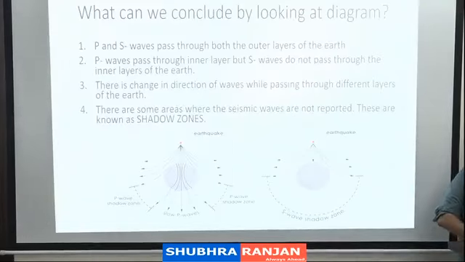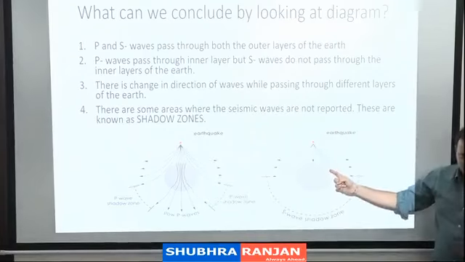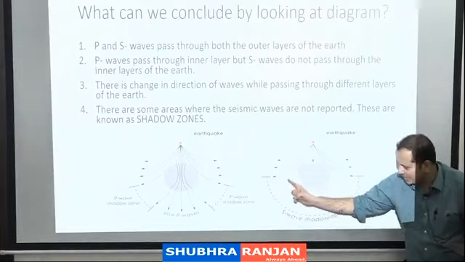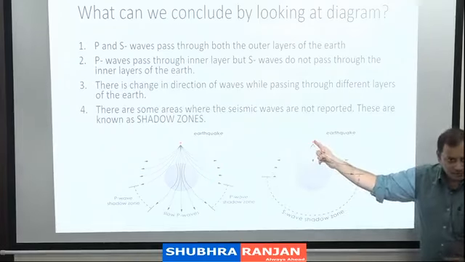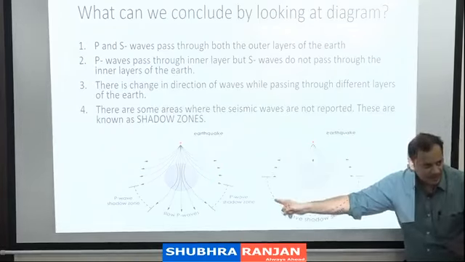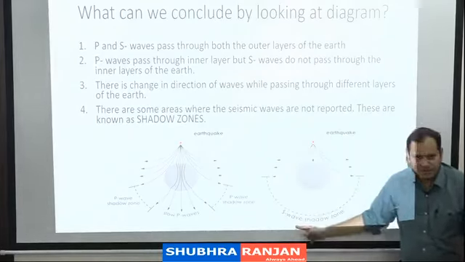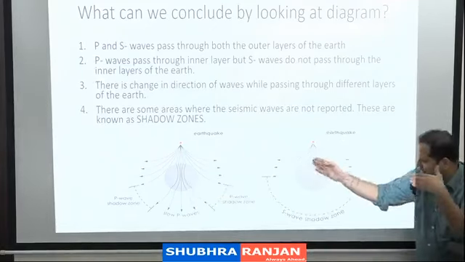So what can we conclude by looking at this diagram? This is which wave? P wave, and this is an S wave. So S wave is not passing through this liquid outer core, and इसीलिए ये पूरा area, if the earthquake is found here and you are standing here with the instrument known as seismograph, you will not find S wave. You will find only P wave coming, because S wave यहाँ से pass ही नहीं होती.